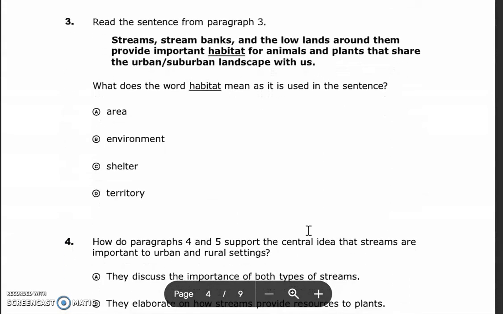Number 3. Read the sentence from paragraph 3. Streams, stream banks, and the lowlands around them provide important habitat for animals and plants that share the urban/suburban landscape with us. What does the word habitat mean as it is used in the sentence? A, area, B, environment, C, shelter, D, territory.